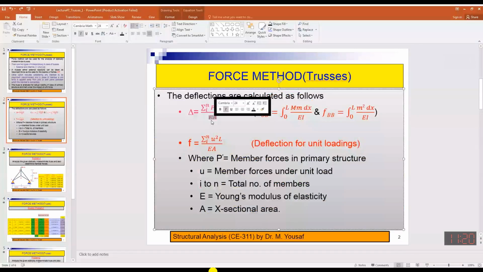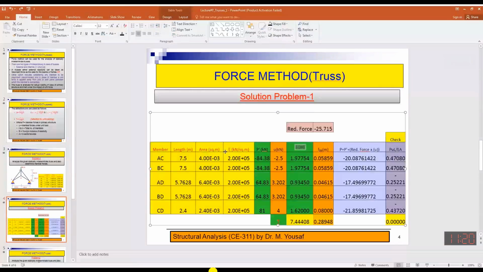This will not be applied because this is giving you the total sum, and total sum is calculated at the end. So PU into this L over AE, this will be giving you this one, P dash U.